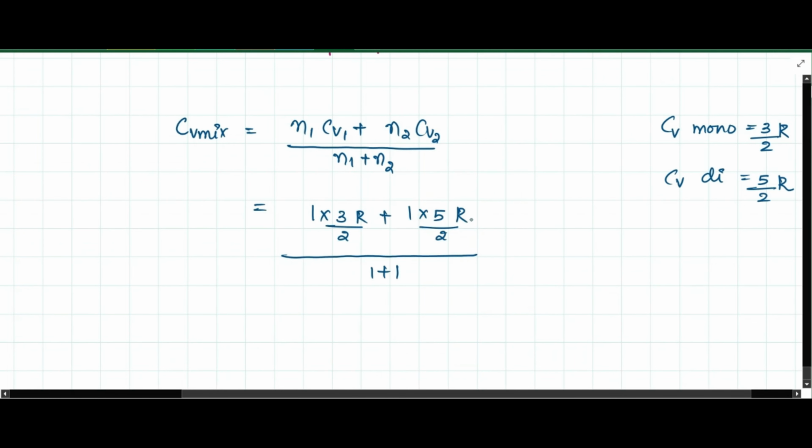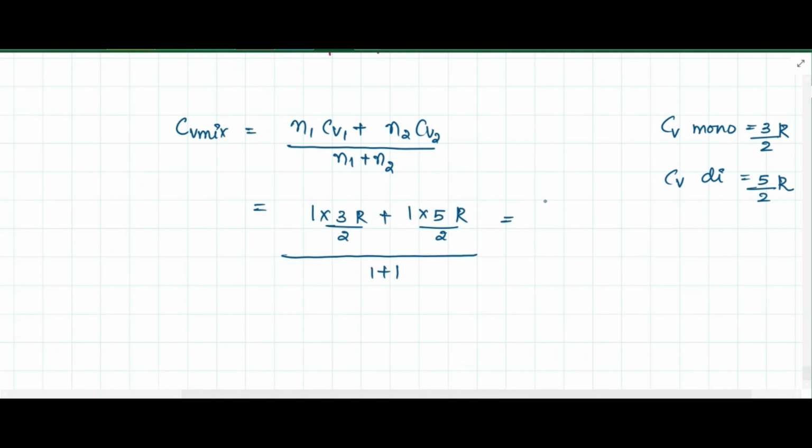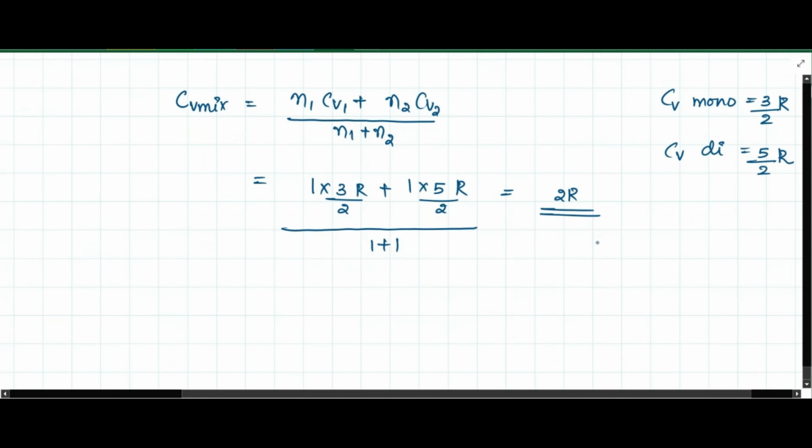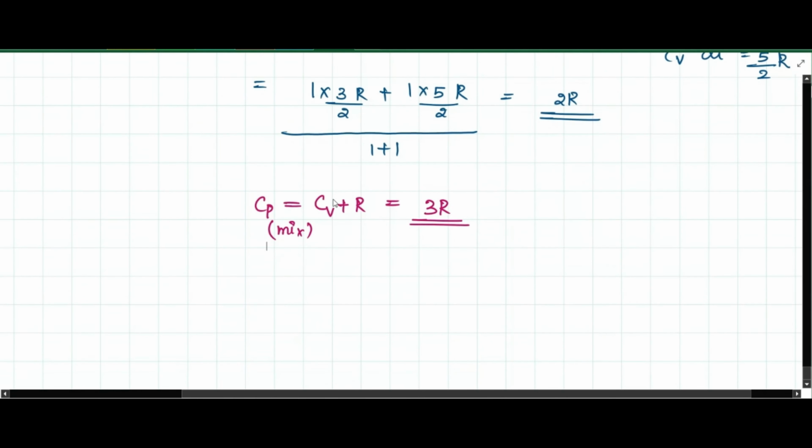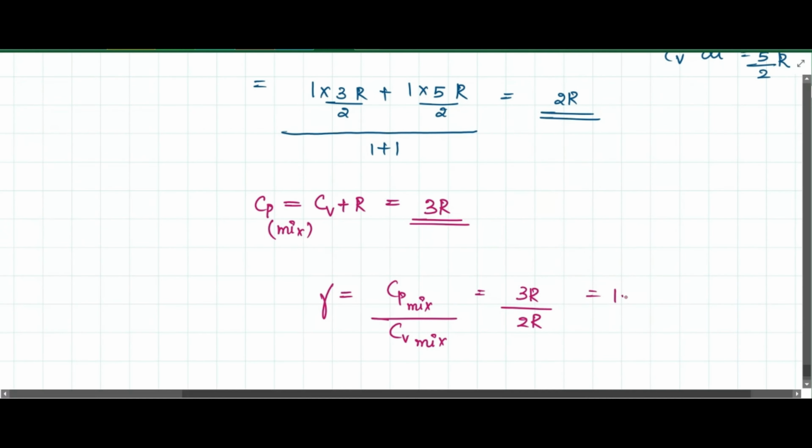3 by 2 plus 5 by 2 is 8 by 2, which is 4R. 4R by 2 is 2R. What did we get for Cv mix? 2R. How do we get Cp? Cp is equal to Cv plus R, so that is equal to 3R. So we got Cp mix and Cv mix. Now there is no difficulty in finding gamma. Gamma is equal to Cp mix divided by Cv mix. 3R by 2R, 1.5.